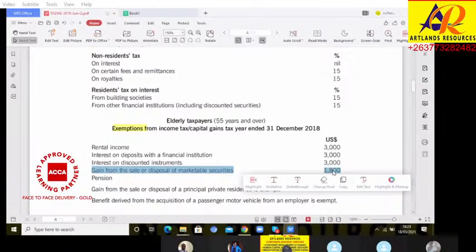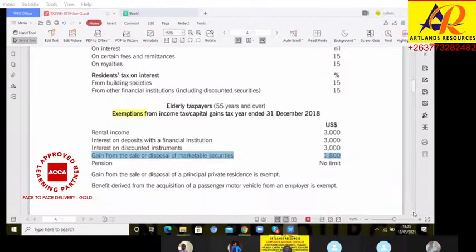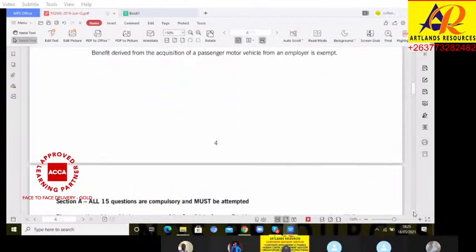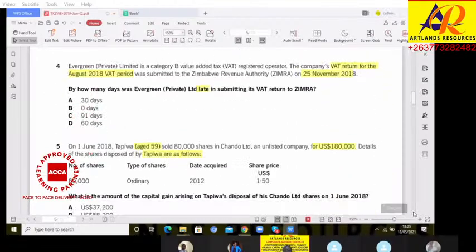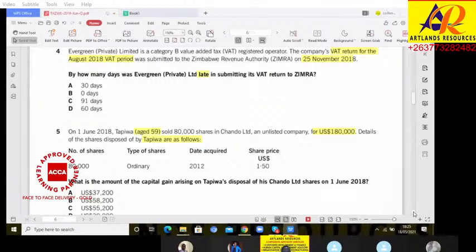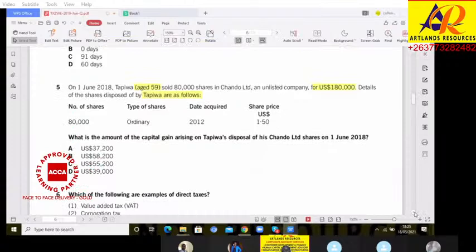So what you then have to do is calculate capital gains withholding tax. Take the amount Tapiwa sold for, which was 180,000, minus the exempt portion, but that multiplied by 5%. These are different tax regimes. The result is 8910. So the withholding tax that will be deducted is 8910.